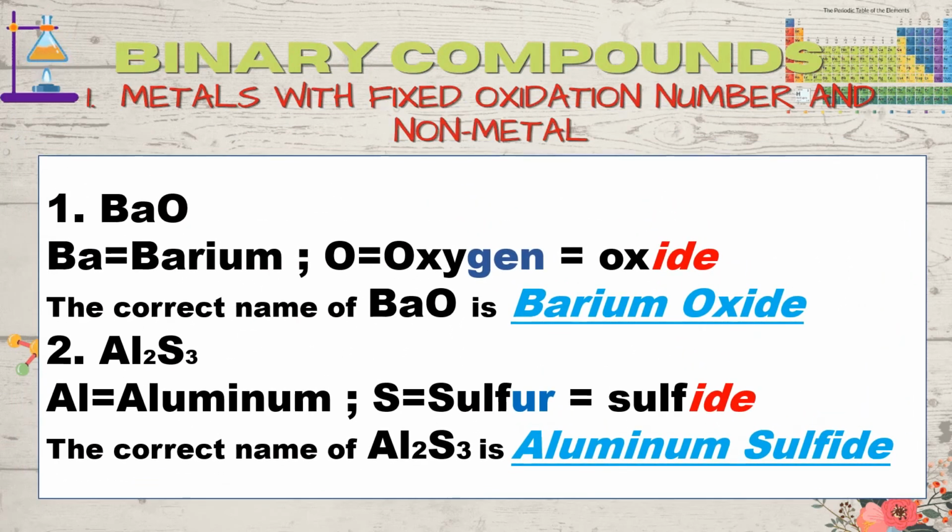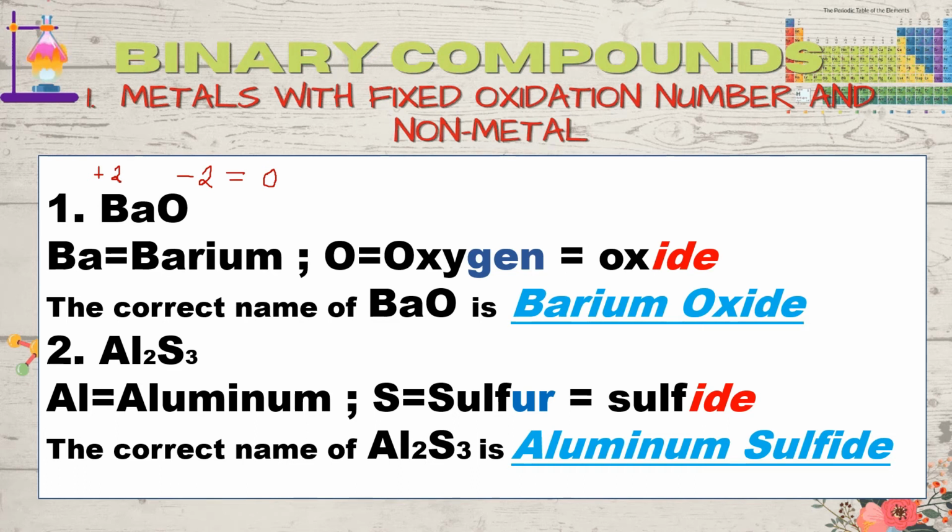So let's try to give the name of the first example, BaO. So recall the rules in writing the correct chemical formula. You all know that barium belongs to family 2, so the oxidation number is positive 2 for barium and negative 2 for oxygen. So when you cross their oxidation numbers, it is equal to 0. So there's no need for you to cross their oxidation numbers.